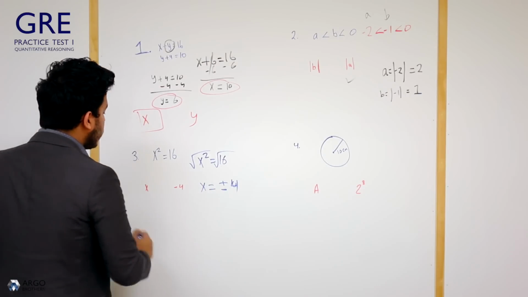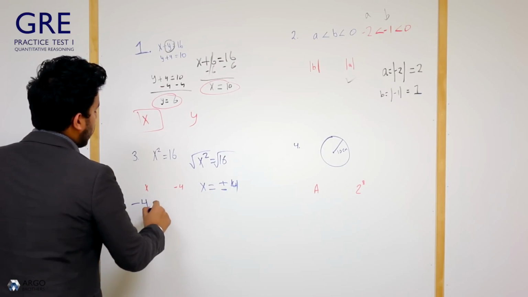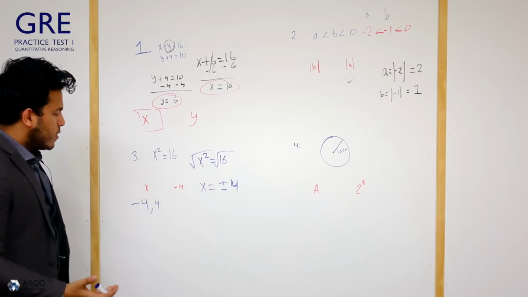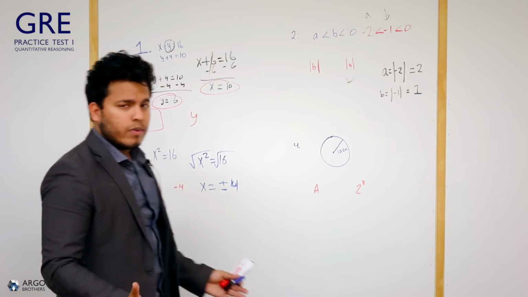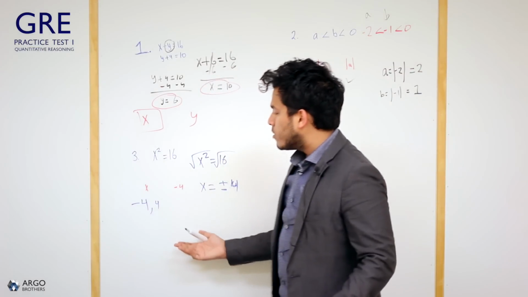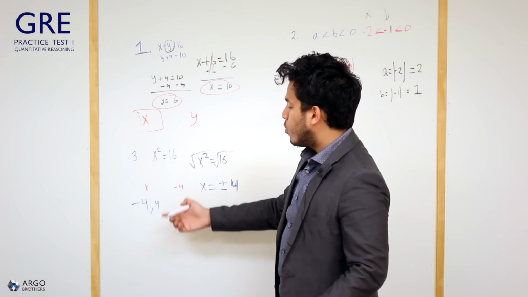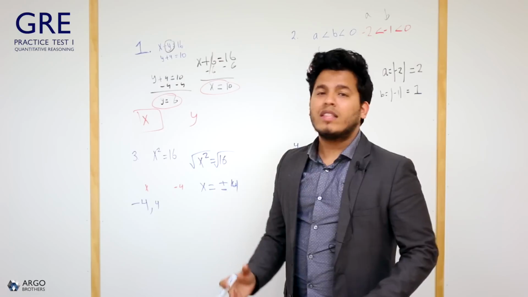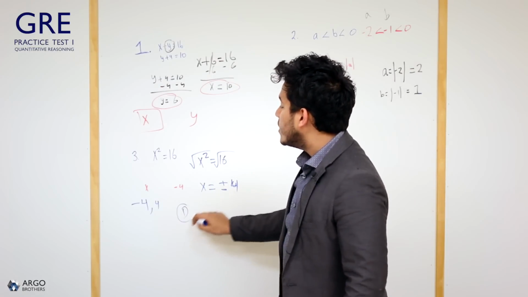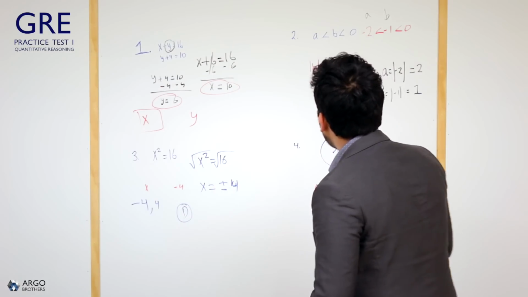So we have 2 values. We don't actually know whether it's 4 or negative 4, so we're kind of stuck here. We have no idea if this column is greater than this column. Maybe it's negative 4, maybe it's 4, and therefore automatically the answer choice is D, cannot be determined.